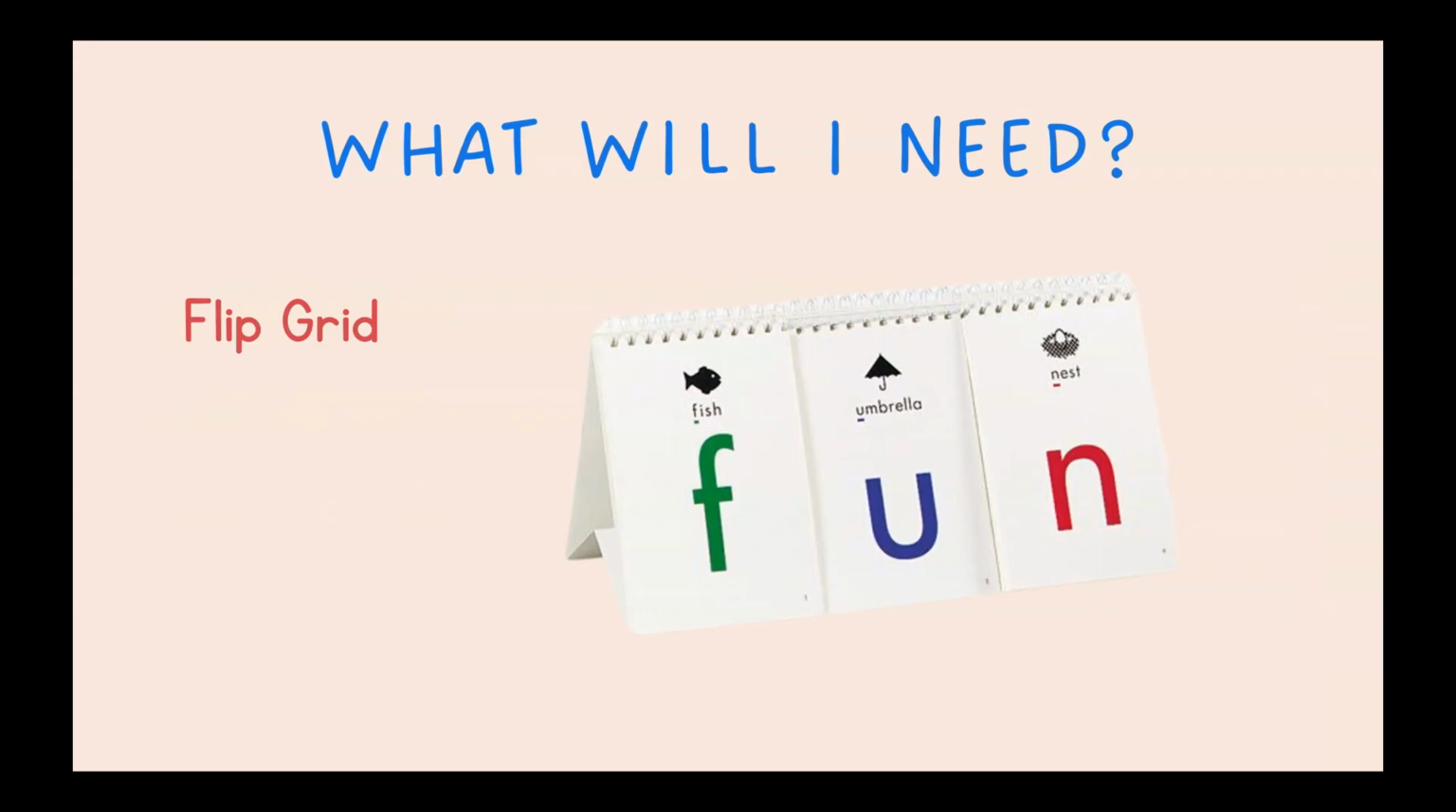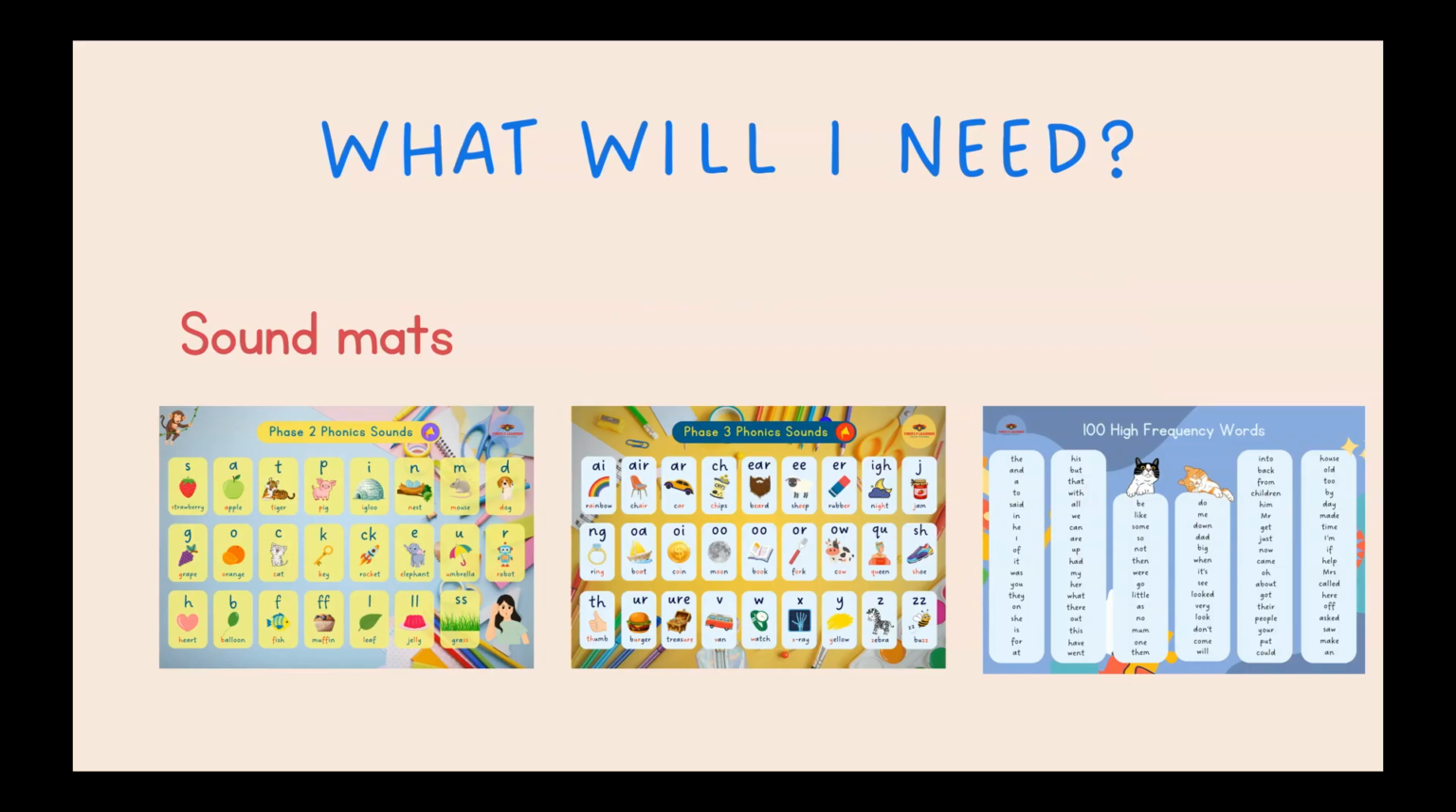I really like Flipgrids. Again, you can make these yourself. You don't need to use them, but I think they're very good for helping children see how changing one letter affects the way you say the word. So just practicing changing one letter at a time and then reading and saying the word helps them get into that pattern of reading. Sound mats are great.